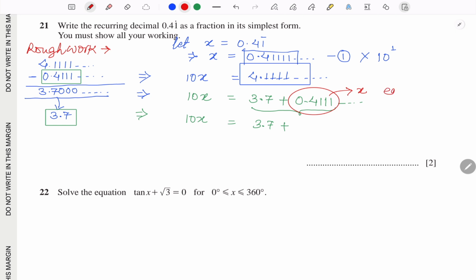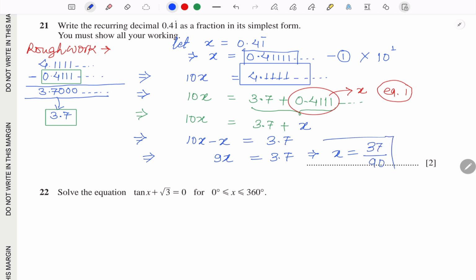See equation 1. From equation 1 you can see this 0.4111 is nothing but x. So here in place of this number I can simply write x. Now I can solve this equation. 10x minus x will give you 3.7. This is 9x equals 3.7, and clearly x is 37 divided by 90. This is the simplest fraction that could be written, and this is our answer.